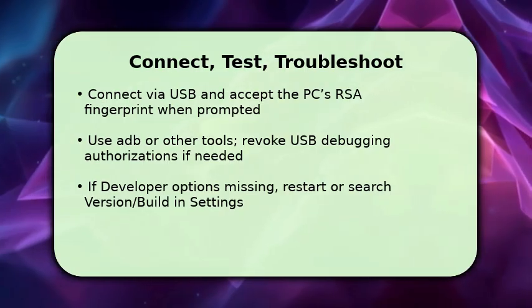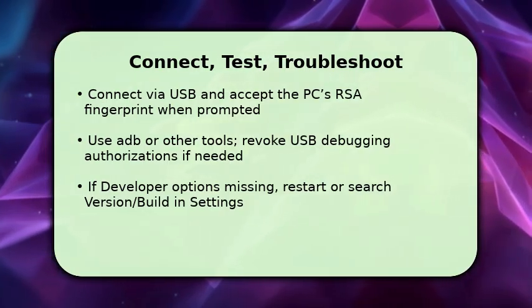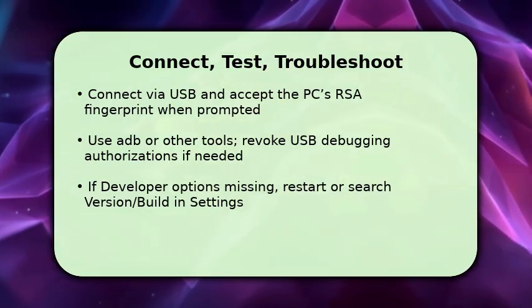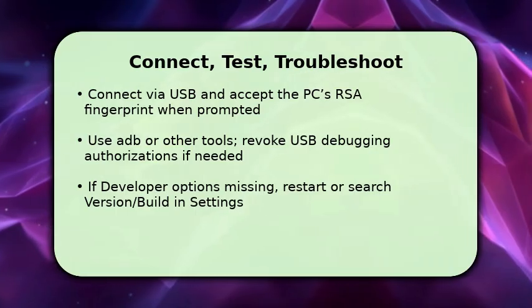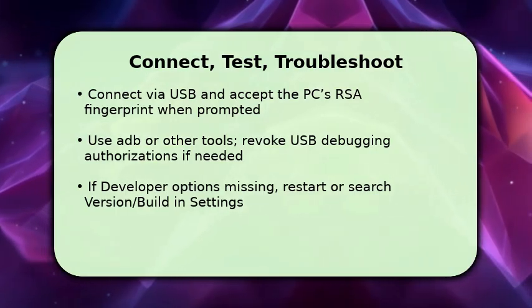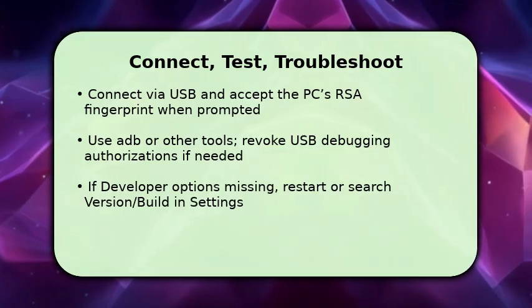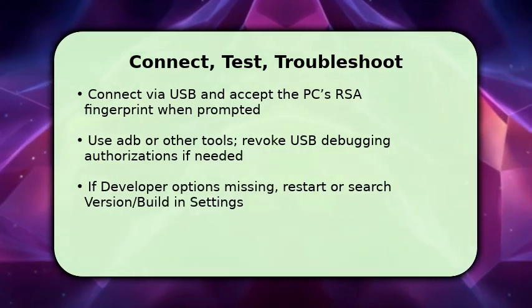If Developer Options didn't appear, restart the phone and revisit About Phone. On some ColorOS builds, tap Version or build number instead. If that still fails, check for system updates and try again. Restarting often resolves visibility issues.